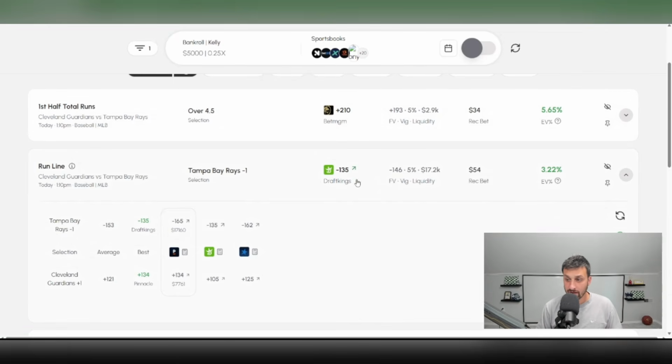So here you have DraftKings minus 135 for the Rays to win by 1. If they win by exactly 1, this bet does push. You don't win, you don't lose. But if they win by anything more than 1, you do profit.